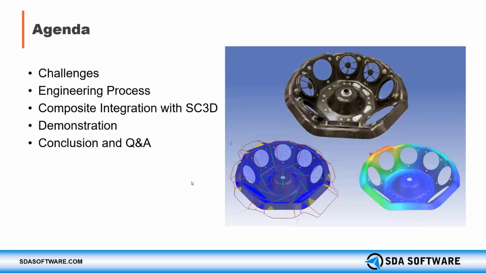So our agenda today is we're going to first discuss the challenges, which we just mentioned. We're going to show the typical engineering process for a composite structure. Then we're going to dive a little bit deeper into the composite integration with Simcenter 3D and also Simcenter 3D with Fibersim. Then we're going to actually demonstrate this live with both Simcenter 3D and Fibersim in the NX products today. After that, we will conclude the demonstration and take questions and answers.